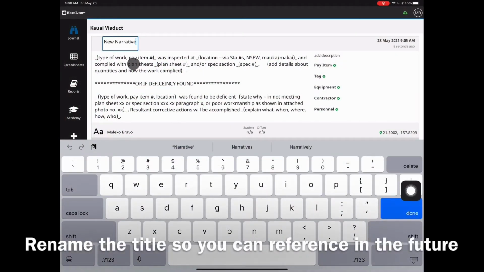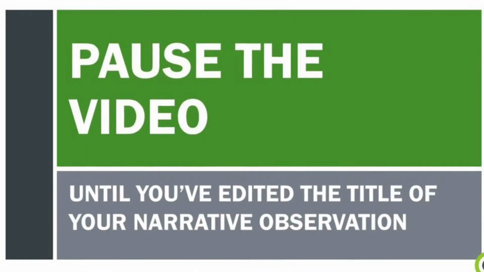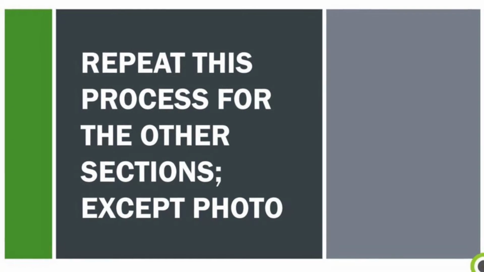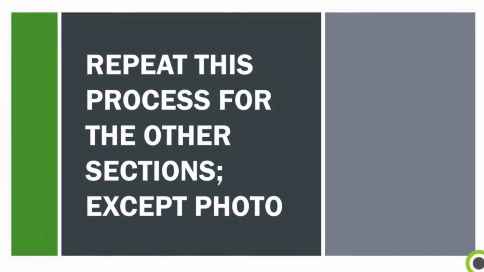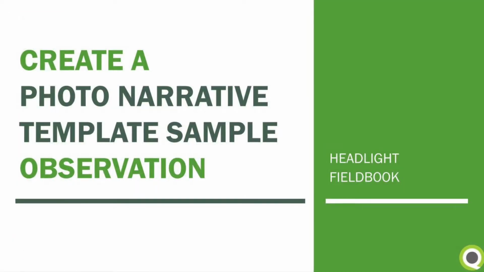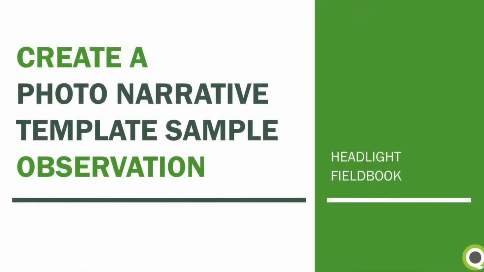From there, we're going to edit the title, and you do so by tapping on the title, and we're going to name this inspection diary phrase template because this is the inspection section. And now we're going to repeat this process for each of the other sections, except for the photo section. Once you've completed the other sections, we're gonna start with creating the image journal observation.